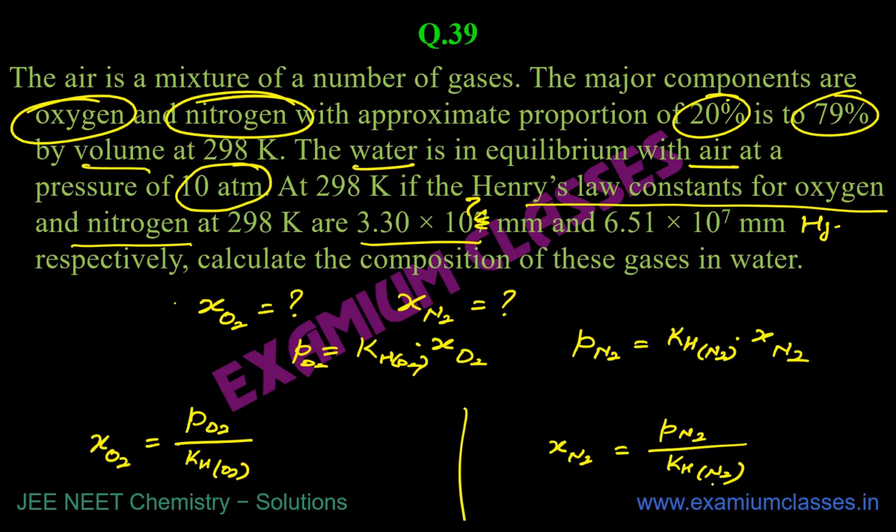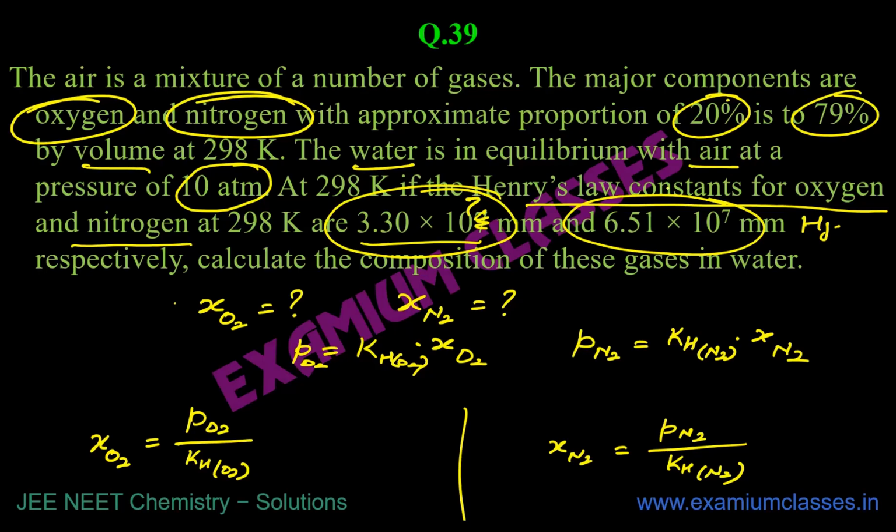Now, a common mistake students make: if you get XO2, don't say that the sum of the mole fractions here will be 1, because this is just oxygen and nitrogen we are talking about. There is moisture also, there is methane also, other gases also, so don't add. You have to calculate both separately. Now this KH is given for both of these. It means only PO2 and PN2 you have to calculate. If you get that, you will get the answer.